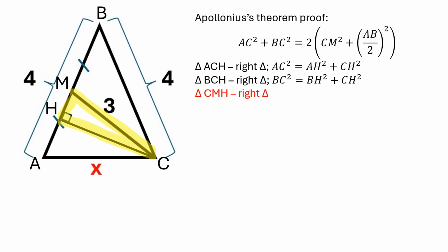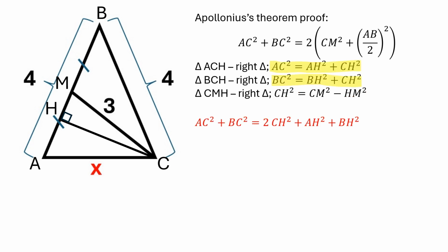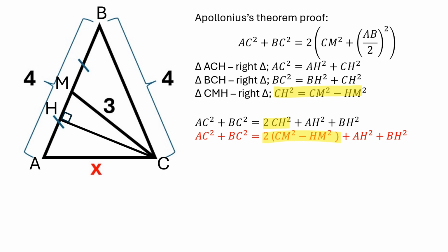Also, triangle CMH is a right triangle. CH squared is equal to CM squared minus HM squared. Let's combine these two expressions. CH squared is equal to CM squared minus HM squared.